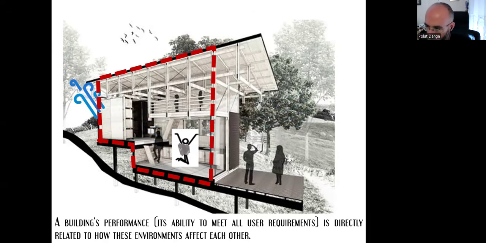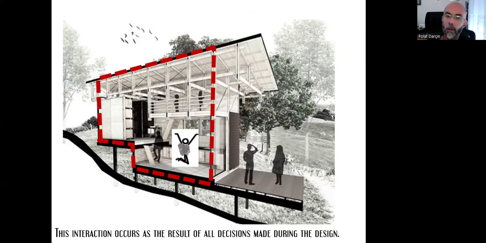We make decisions during the architectural design process, and at the end, we come up with this built environment, building and spaces for our users. And that building's performance, its ability to meet all user requirements, all user needs, it's directly related to how these environments affect each other and how we are considering this effect during our architectural design process. This interaction occurs as the result of all decisions made during the design.